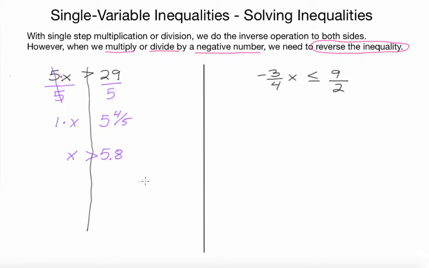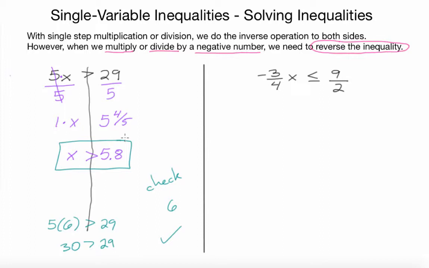Well, let's do a check here. If x is greater than 5.8, that means I should be able to put 6 in, and it should be a solution. 6 is bigger than 5.8. Does 5 times 6 actually come out greater than 29? Well, 5 times 6 is 30, and 30 is greater than 29, so it checks out. I picked a number greater than 5.8 just to double check that it works, and it did. So there's my solution set: x has to be some number greater than 5.8.